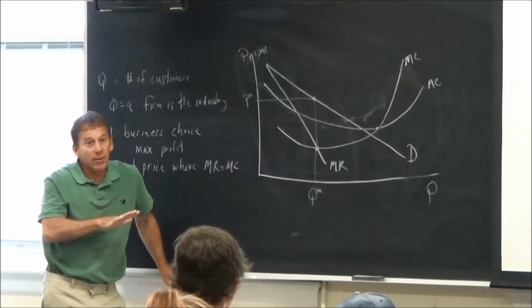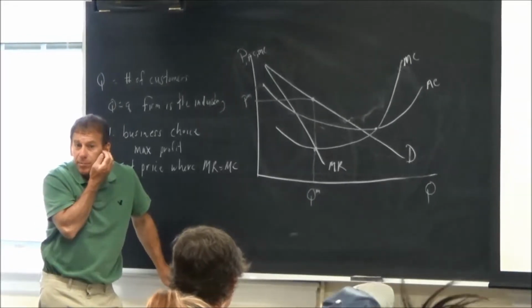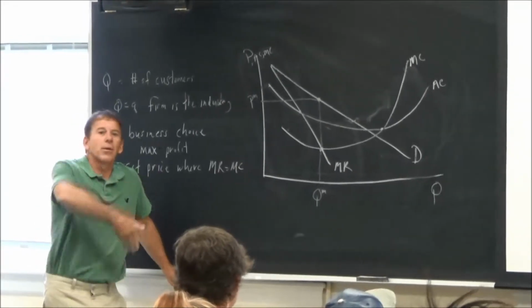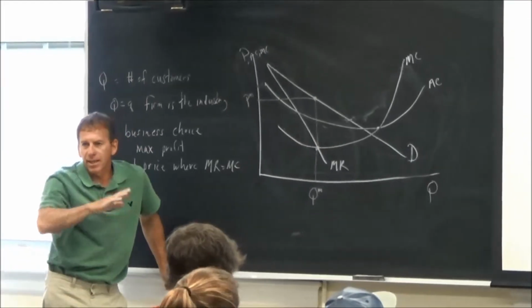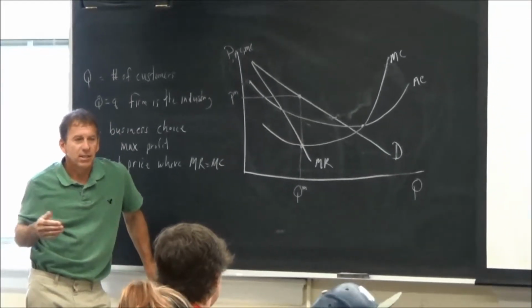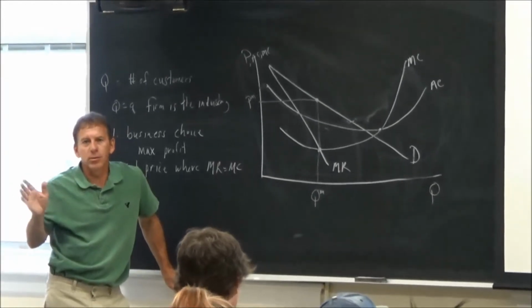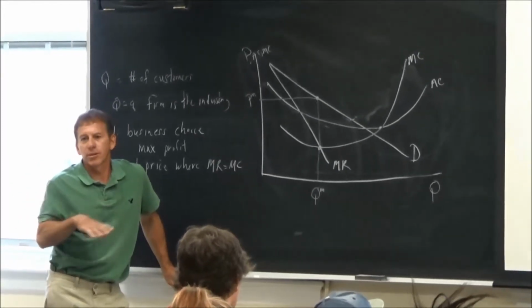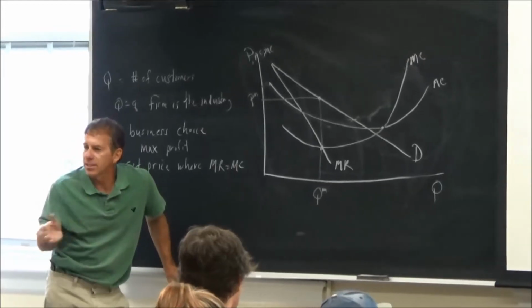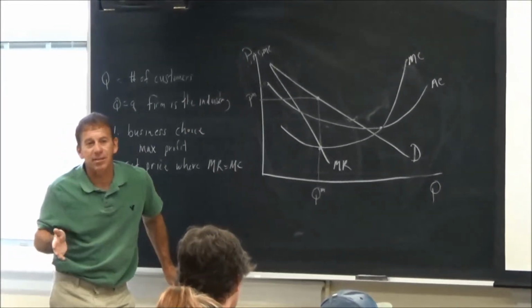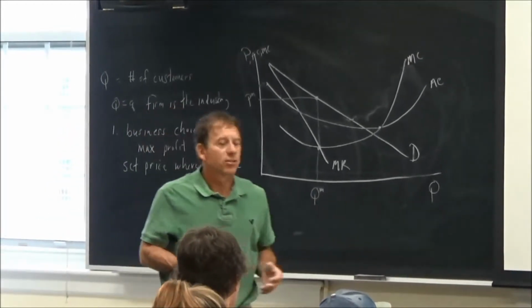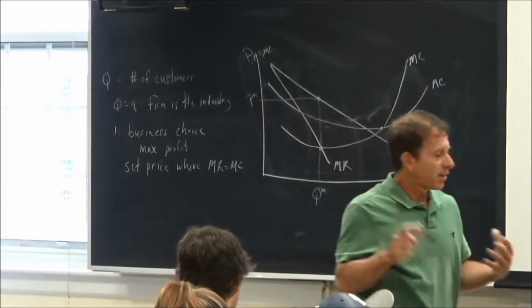Is everybody okay with that? That's what MR equals MC means: go down to get the quantity, go up to get the price, and that gives you all the information you need. Okay, so here's the problem. This is a great solution and a great price for the business because they can do this whenever they want. They're always going to be able to set the price that maximizes their profits. So there's no government intervention and all that works out.